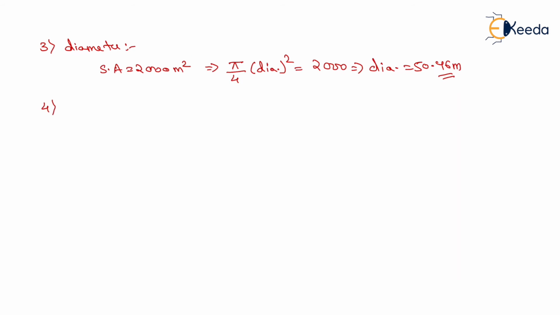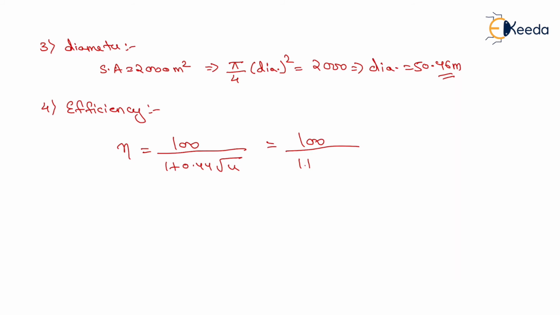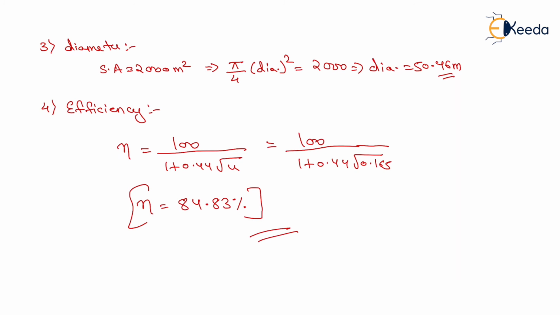Now we need to find the efficiency of the trickling filter according to the NRC equation. We know that the NRC equation is efficiency equal to 100 upon 1 plus 0.44 under root U. We have the value of U as 0.165, so we write under root of 0.165, and from this equation you will get the efficiency as 84.83%. That will be the efficiency of the trickling filter according to the NRC equation.